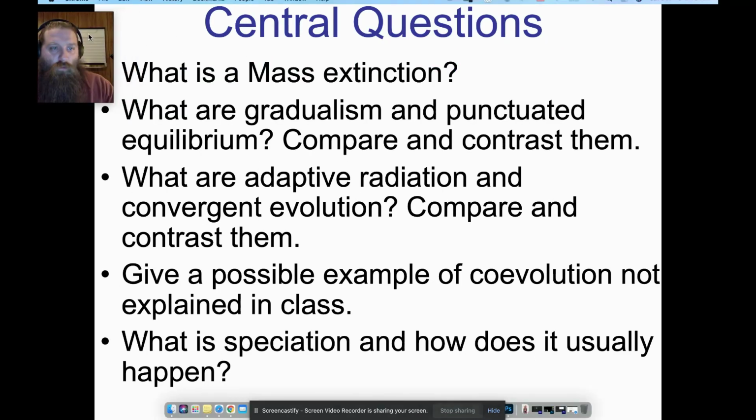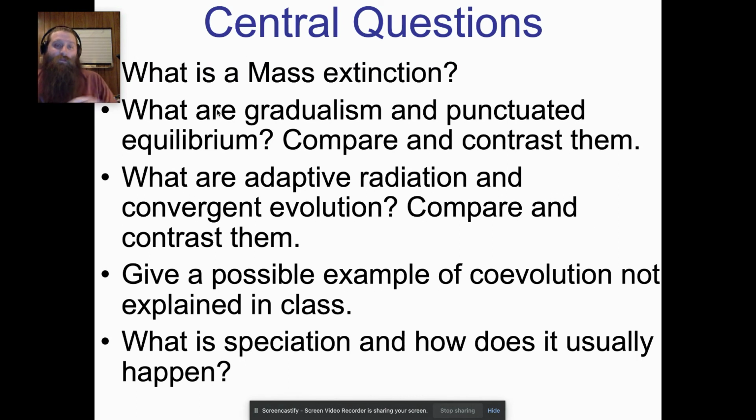So some questions we want to be able to answer. Number one, what is a mass extinction? We want to know the difference in gradualism and punctuated equilibrium. We want to know adaptive radiation and convergent evolution. We want to know the differences in the two. We want to know the similarities in the two. We want to be able to recognize coevolution.